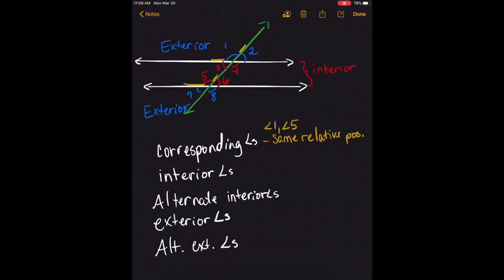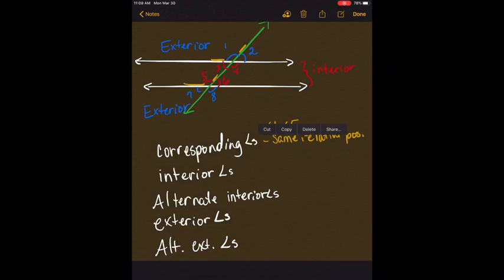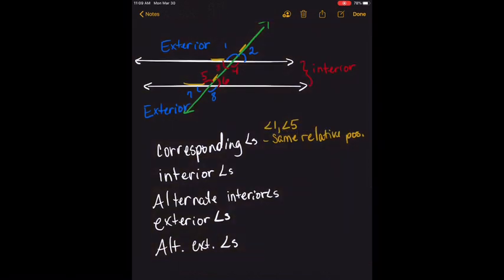So there are more corresponding angles than just those two. What are some others you can see? Well, angle 4 corresponds to angle 8, doesn't it? And angle 6 to angle 2, and angle 3 to angle 7. So we have a lot of corresponding angles.